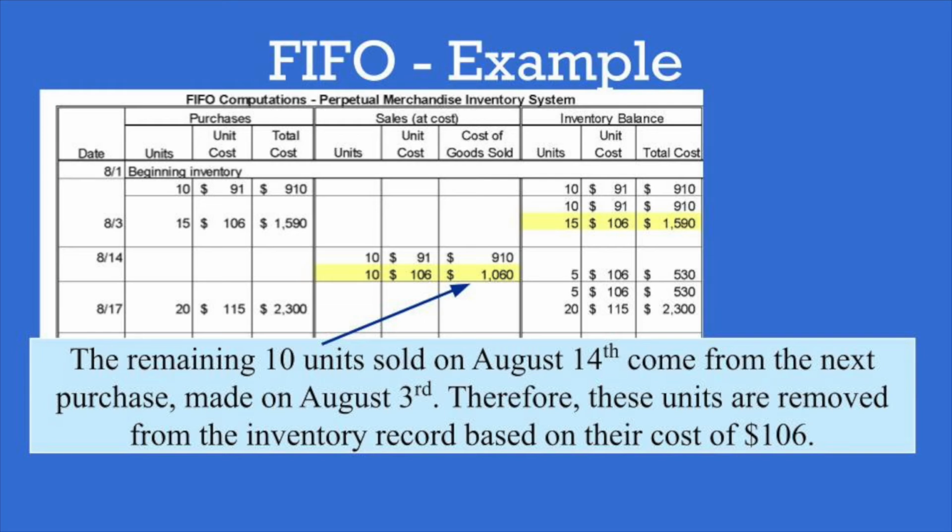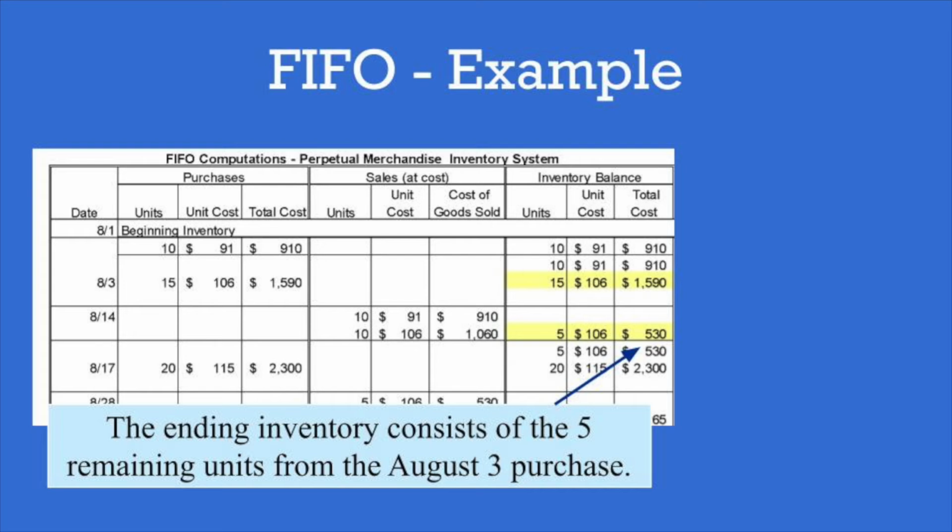So we need to record that accordingly as our cost of goods sold. We're going to say, okay, the first 10 at $91 each, $910, and the second 10 at $106 each, $1,060, and this will give us our total cost of goods sold. This will leave 5 remaining on the shelf, valued at $106 each, for a total of $530 worth of inventory remaining on the shelf.